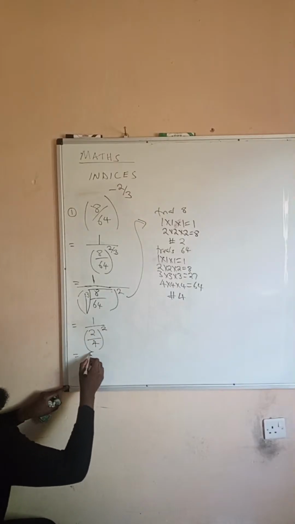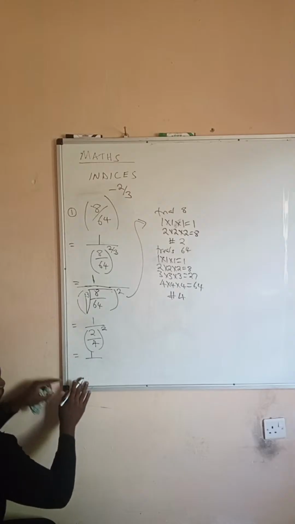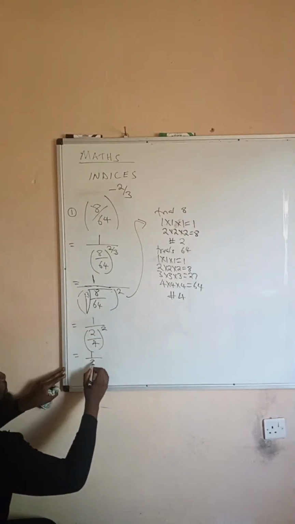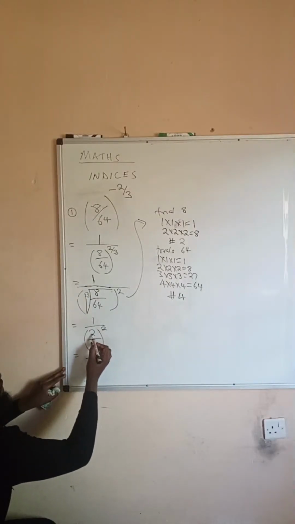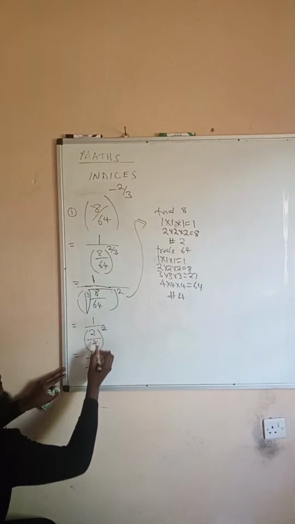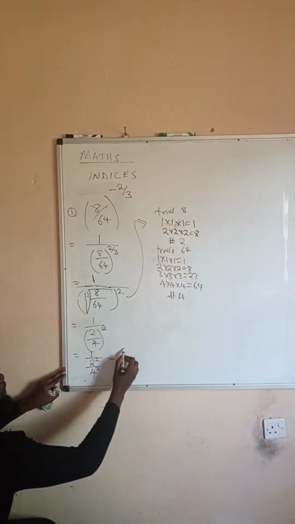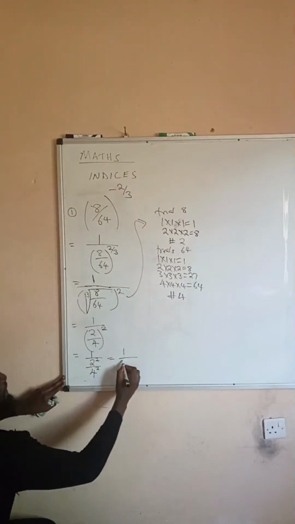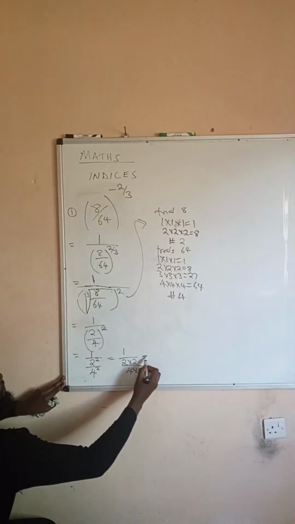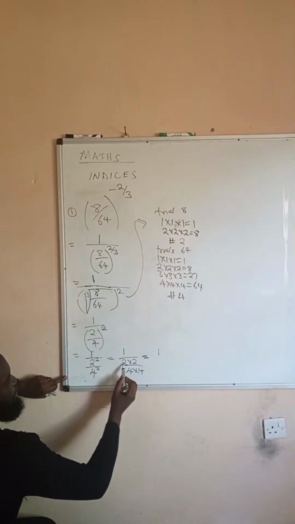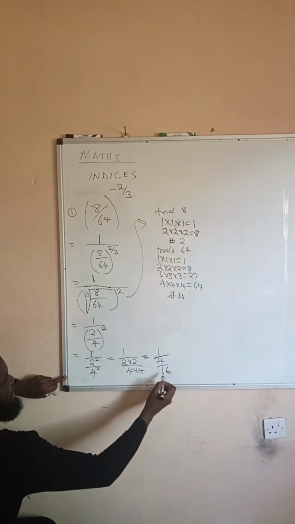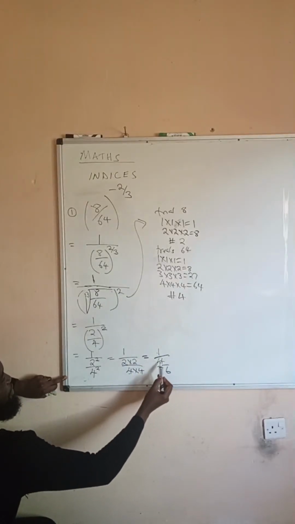Then what do you have? It's a fraction down there. We said this power is given to the numerator and the denominator. So 2 to the power 2 over 4 to the power 2. Which is going to be equal to 1 over 2 to the power 2, which is the same as 2 times 2. 4 to the power 2 is the same as 4 times 4. 2 times 2 is 4 over 4 times 4, it is 16. So 1 divided by 4 over 16.